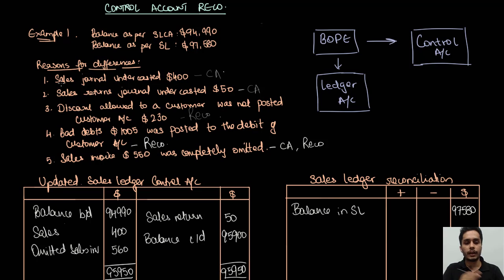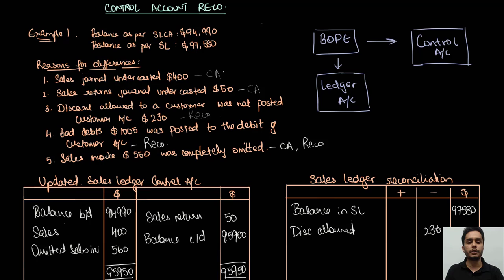First and second error we've done in the control account. Our third error has to be recorded in the reconciliation. Discount allowed to a customer was not posted to the customer's account. When I post the discount allowed to customer's account, I'll be effectively reducing the balance in customer's account. So I will be using the minus column here. So discount allowed to customer, and the amount is 230. So in the minus column, 230.